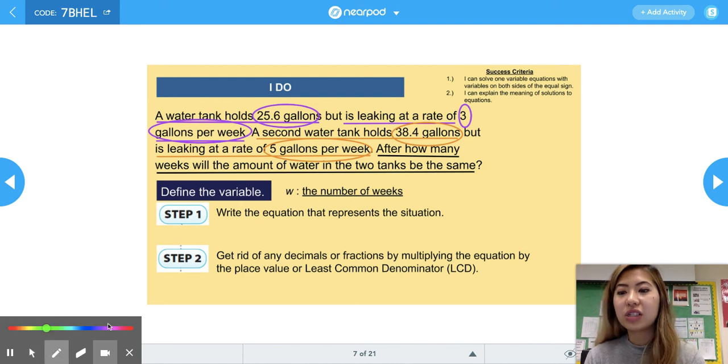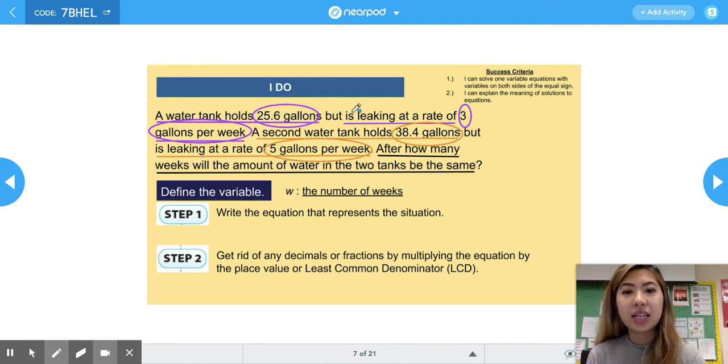Okay, now for this first I do. It says a water tank holds 25.6 gallons, but is leaking at a rate of 3 gallons per week. So I'm annotating, we have 25.6. Since it's leaking, I'm going to be subtracting. My variable in this case is going to be W, which stands for the number of weeks. We could use any letter to represent the number of weeks. And it's leaking at a rate of 3 gallons per week, so minus 3W.